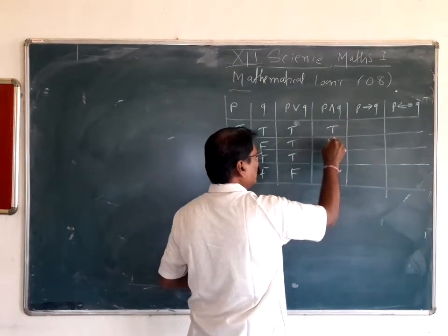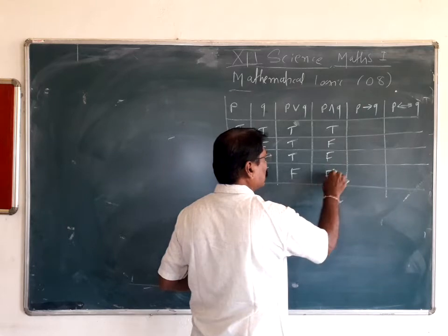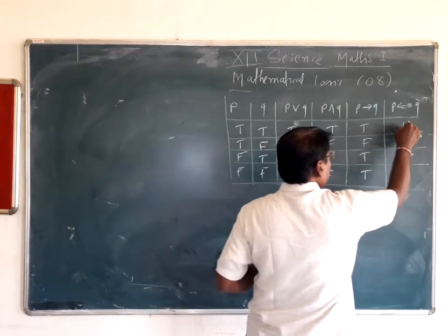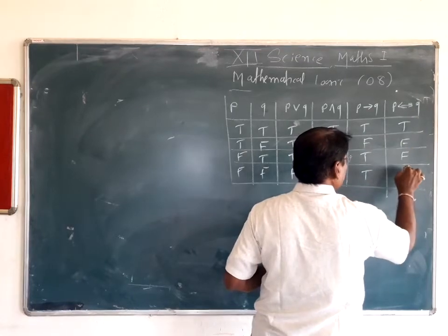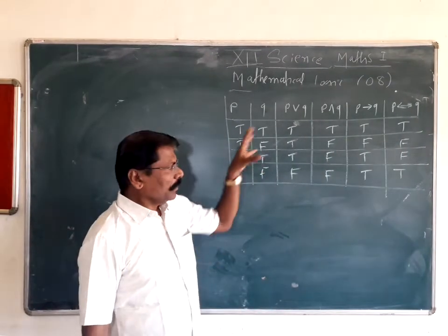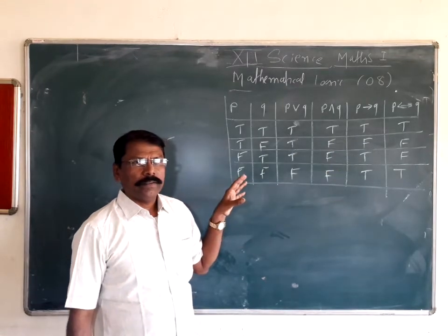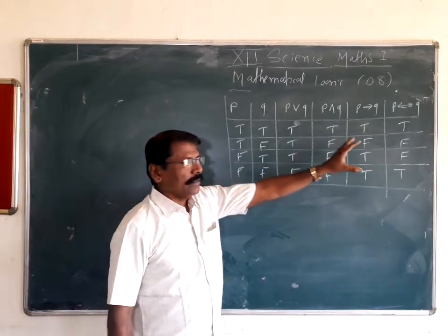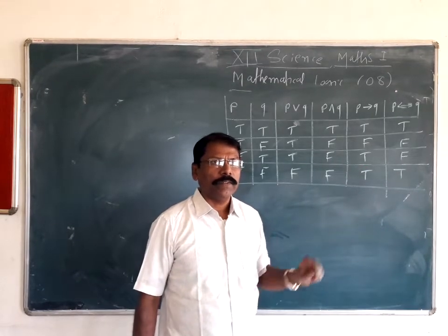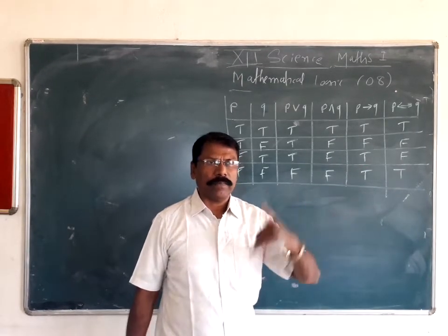AND is true only when both are true, otherwise false. The condition is false when the values are mixed, otherwise true. So if you remember these logical truth tables, then it is easy to solve the examples with the help of statement patterns. That is our next part of discussion.